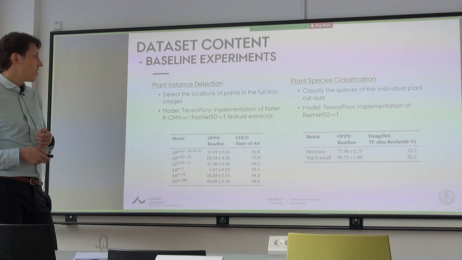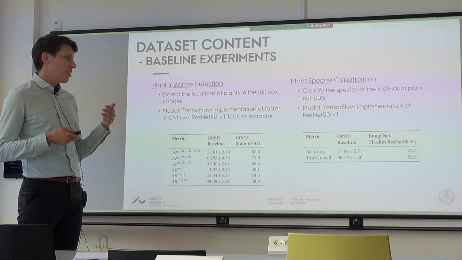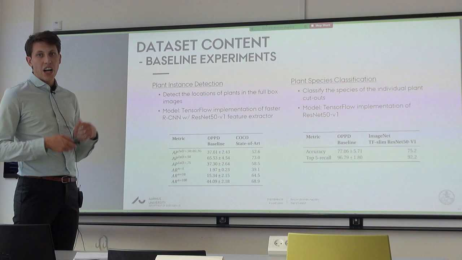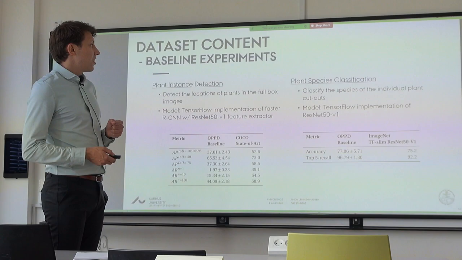The first baseline experiment was a plant instance detection experiment, where we wanted to detect the individual plant instances in the full box images. And to do this, we simply used an out-of-the-box TensorFlow implementation of Faster R-CNN. The table here at the bottom shows the baseline results for that. I won't go into details with them.